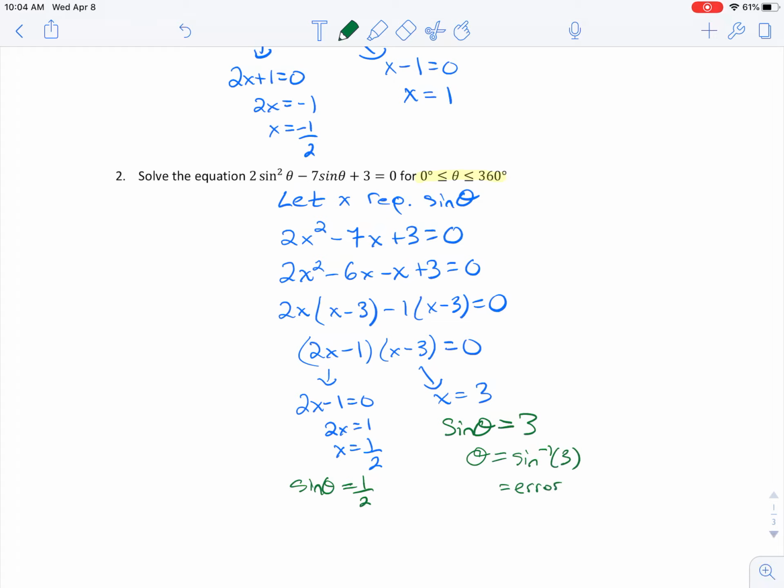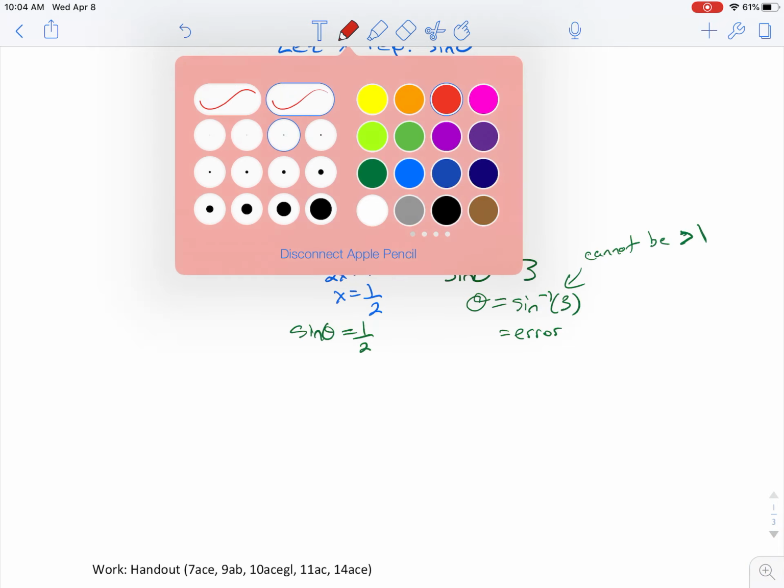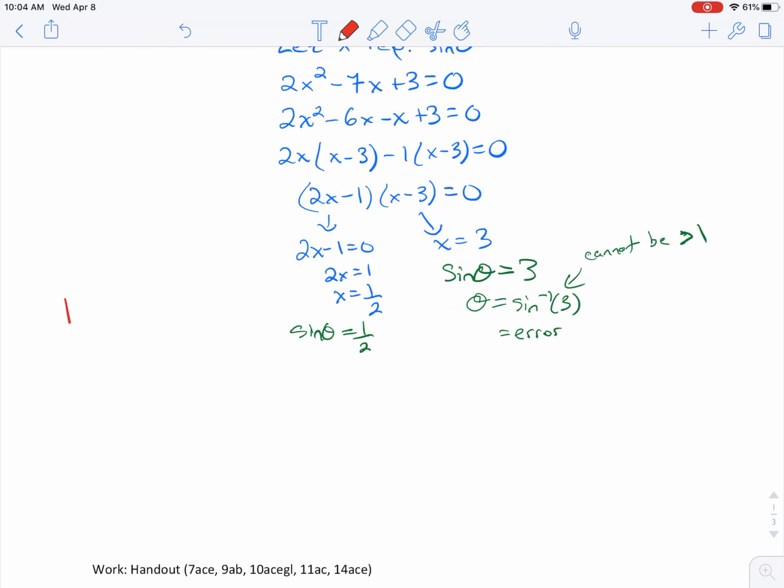I want you to think to yourselves, why is this an error? What about this ratio makes it impossible? The reason is because you can't have a ratio for sine greater than 1. Because it's opposite over hypotenuse, you can never have the opposite be greater than the hypotenuse. This one, on the other hand, definitely works. This one is from one of our special triangles.